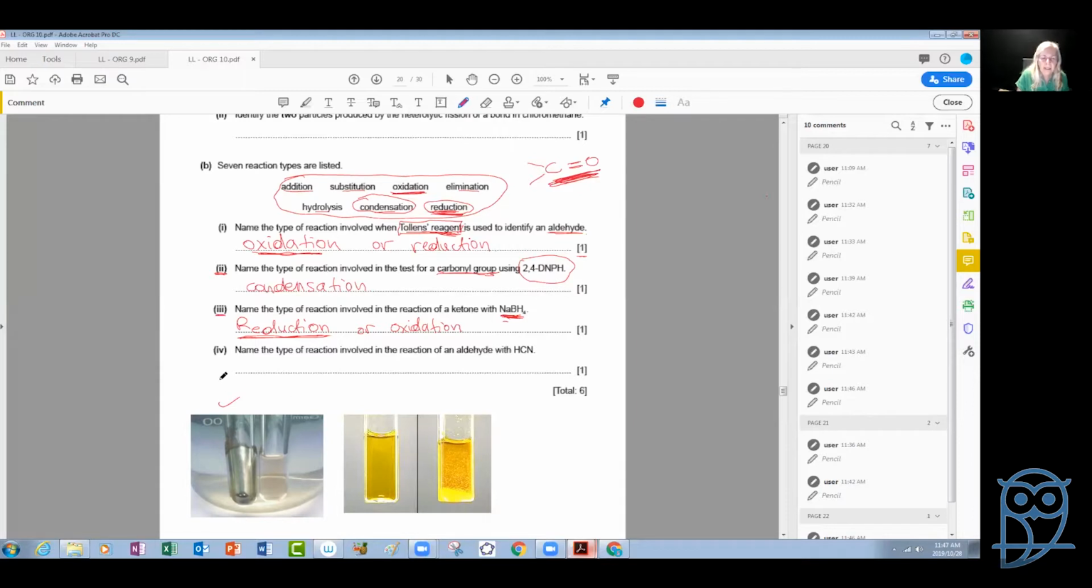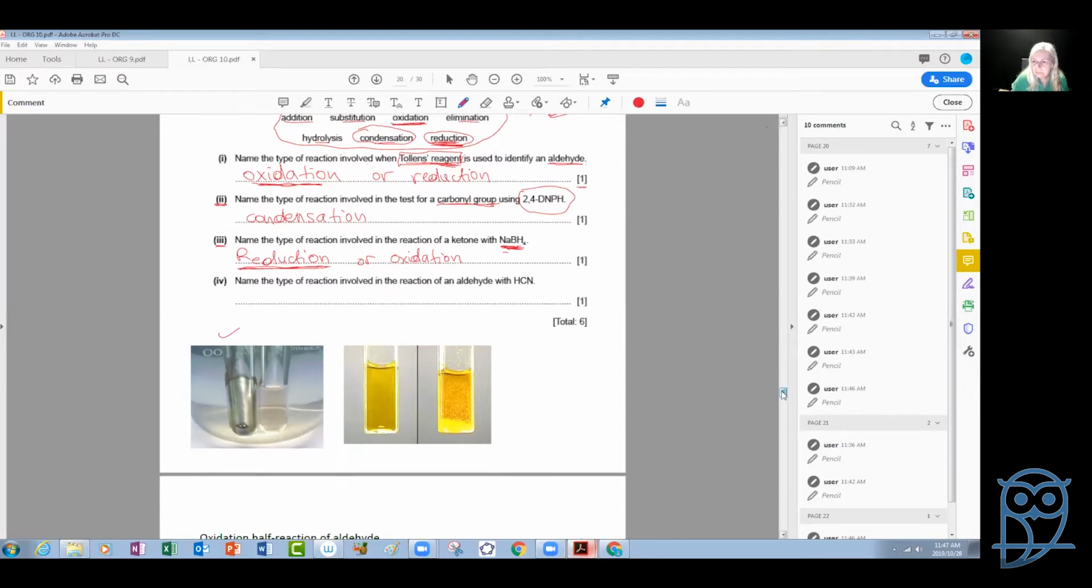Now, the last question says here, name the type of reaction involved in the reaction of an aldehyde with hydrogen cyanide. Now, this one we need to talk a lot more about because they like this question, because the product produced actually can have isomers and has a chiral carbon, and we need to understand very well what's going on, and we also need to understand the mechanism of this type of reaction. So, name the type of reaction involved in the reaction of an aldehyde.